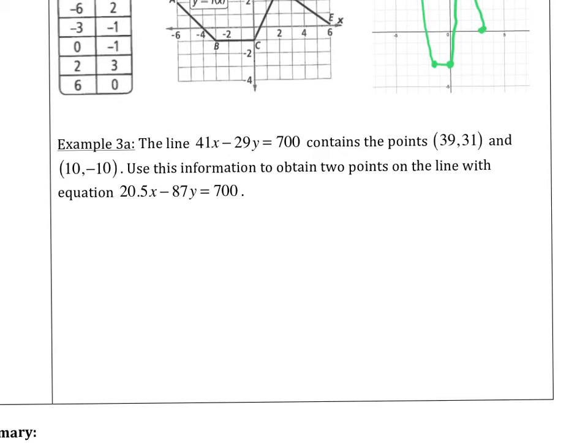Let's look at example 3a and call it a day. The line 41x minus 29y equals 700 contains the points 39, 31, and 10, -10. Use this information to obtain 2 points on the line with this equation. So notice something here. Take a look at each of the x and the y there. What is changing? Come up with a rule, and then apply that rule to each point.